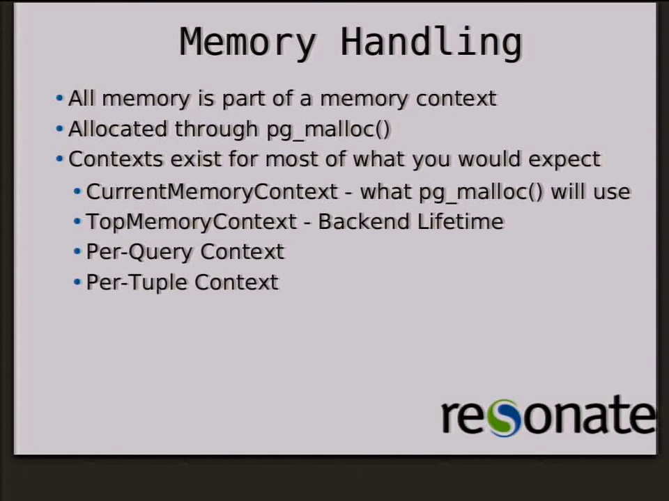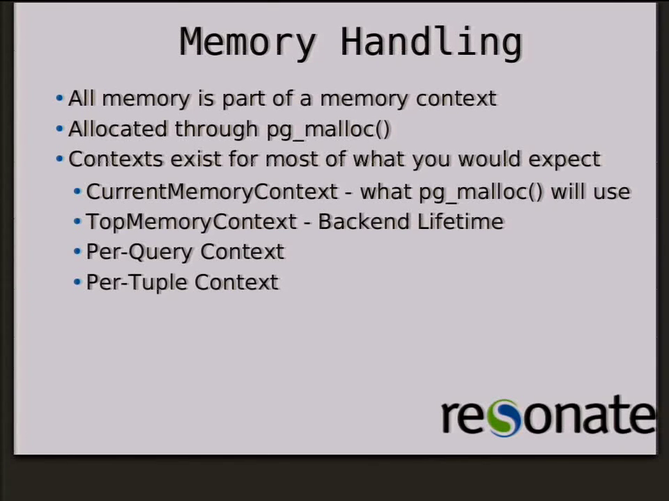All right, memory handling. In Postgres, we have what are called memory contexts. Everything that you ever allocate when it comes to memory should be allocated through a memory context, because that's how we make sure we clean things up when we're done. Right? So they're allocated through pgmalloc, which really is palloc. I'm trying to think why I put pgmalloc in there. Yeah, maybe it's the front end, sorry. No, that should be palloc, brain fart.